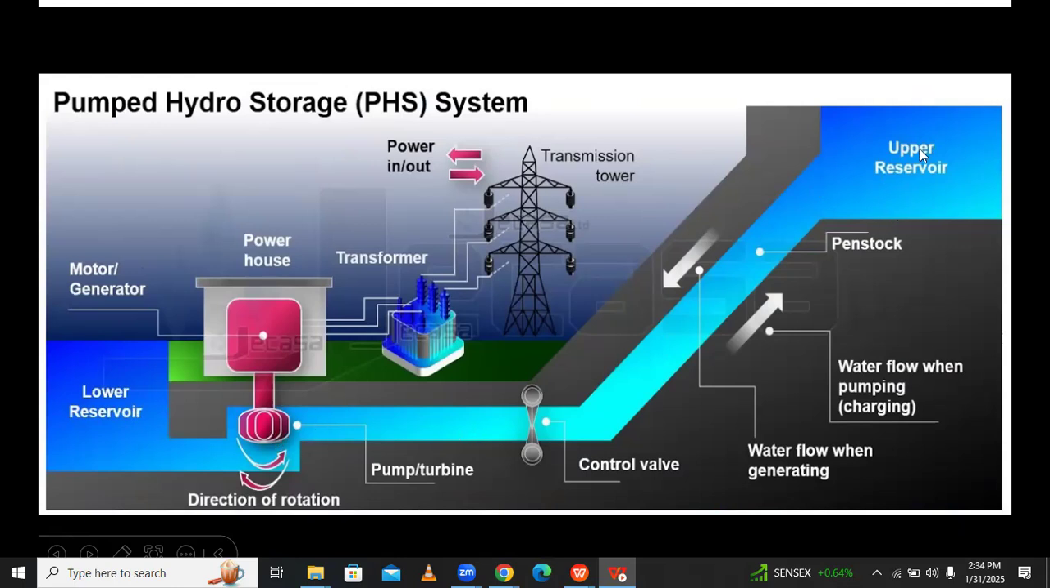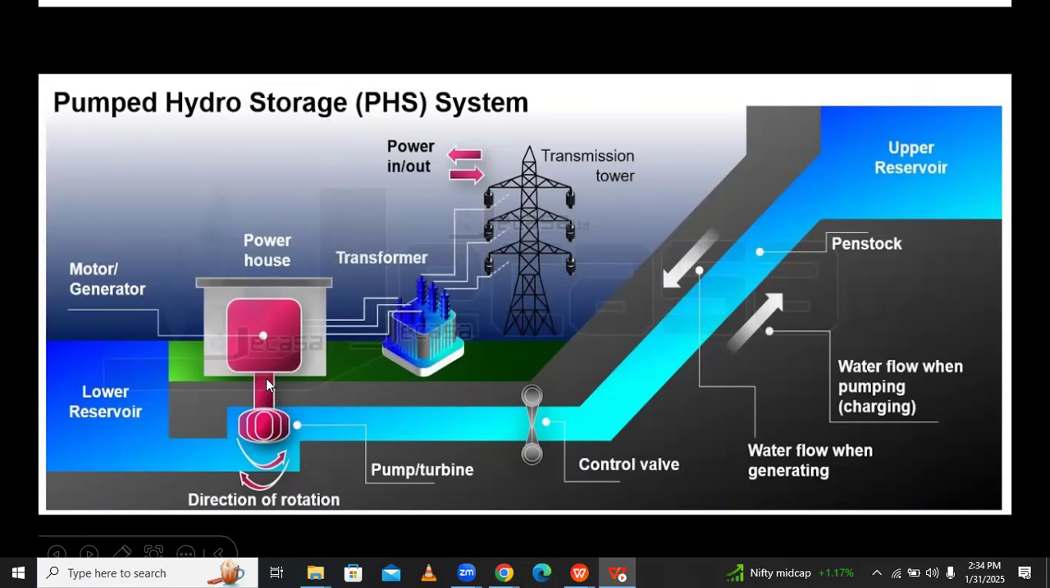See here, the energy stored in the upper reservoir is called potential energy, MGH. So when the control valve is open, that potential energy is converted into kinetic energy. That kinetic energy is again converted into mechanical energy by using a turbine. The turbine is rotating because of this kinetic energy. Turbine is rotating, that is called mechanical energy.